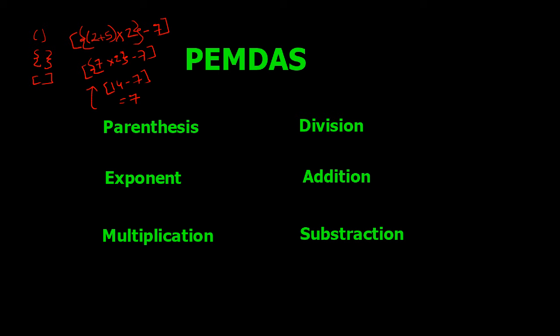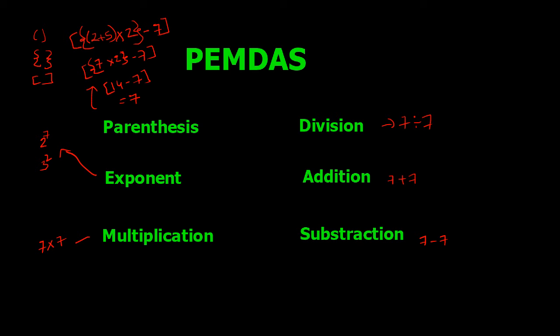Exponents. What are exponents? Exponents are basically 2 to the power 7, or like 3 to the power 2, something like that. So we do the exponents then. Multiplication, 7 times 7. Division, 7 divided by 7. Addition, 7 plus 7, and then subtraction, 7 minus 7. So that's how we go about doing the operations.